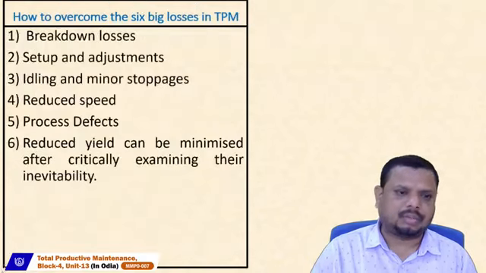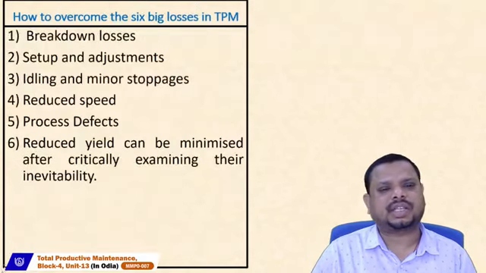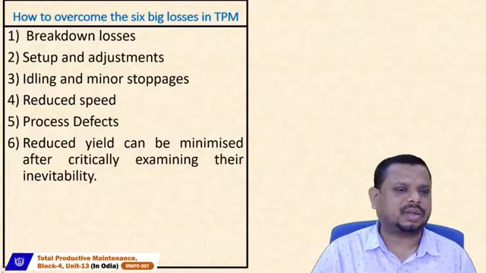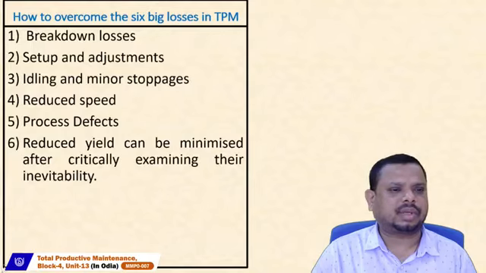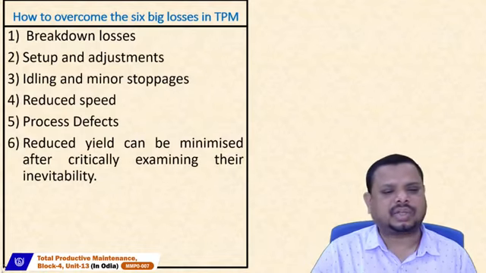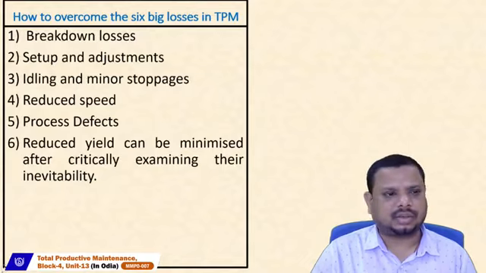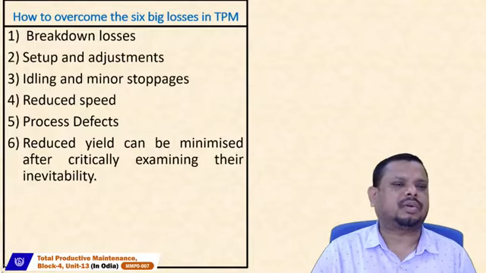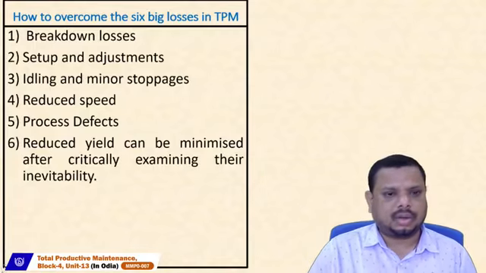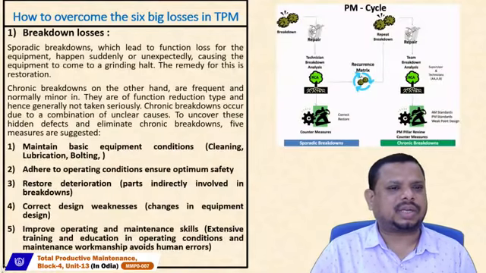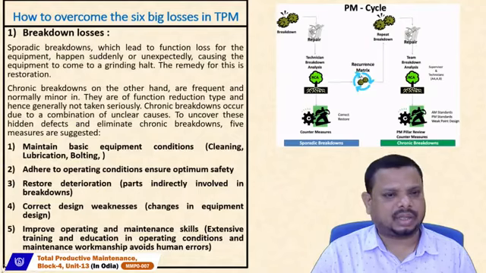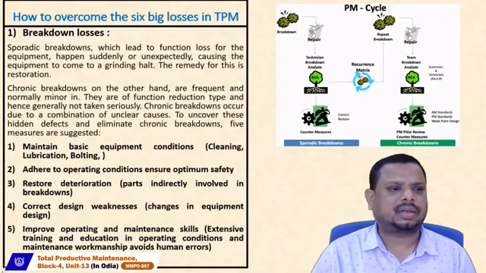Moving to the next one: how to overcome these six big losses in total productive maintenance. As I told you, breakdown losses, setup and adjustment, idling and minor stoppage, reduced speed, process defects and reduced yield can be minimized after critical examination of their inevitabilities. These are the things that should be observed in order to overcome the six big losses. So let's understand how these six big losses will be overcome in total productive maintenance.